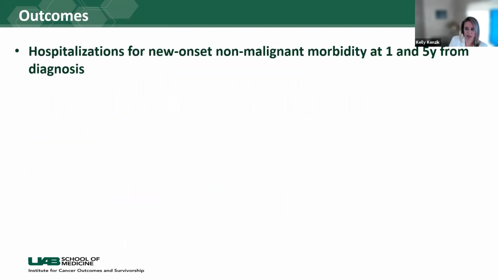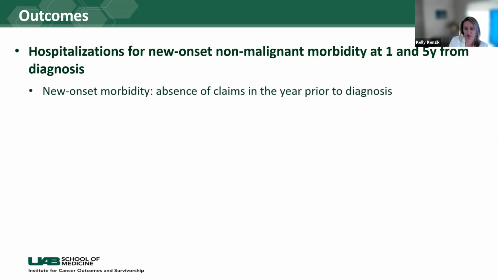So our outcomes included hospitalizations for new onset non-malignant morbidity. And when I say non-malignant, I'm referring to non-treatment. So these are not hospitalizations or outpatient visits that are designed to be actively treating the cancer. And we looked at these over the first year and also over the first year and then 5 years from diagnosis. And we defined new onset morbidity as requiring that they did not have this particular diagnosis in the year prior to cancer diagnosis.